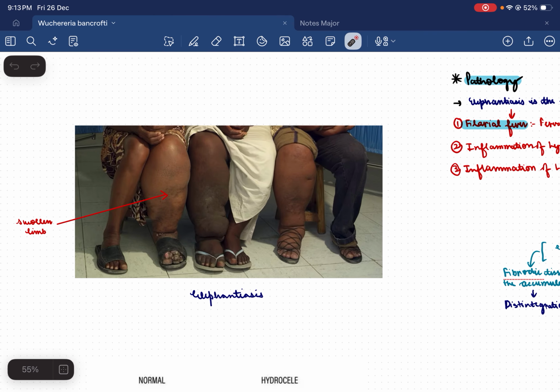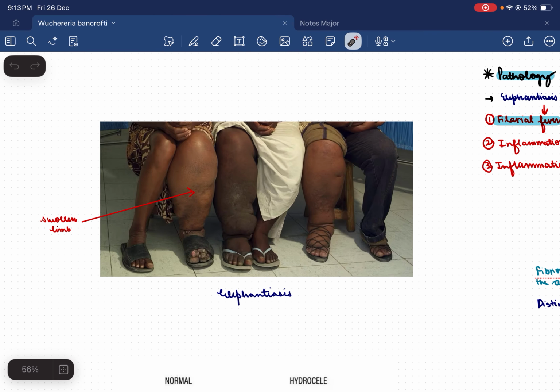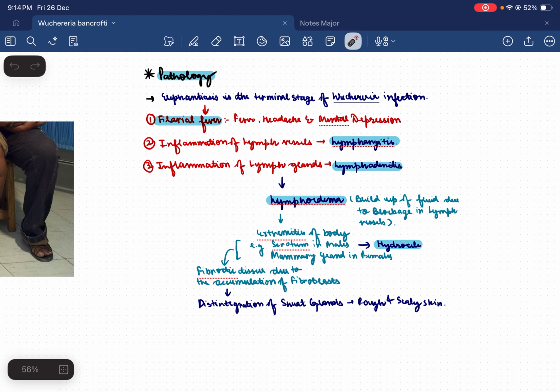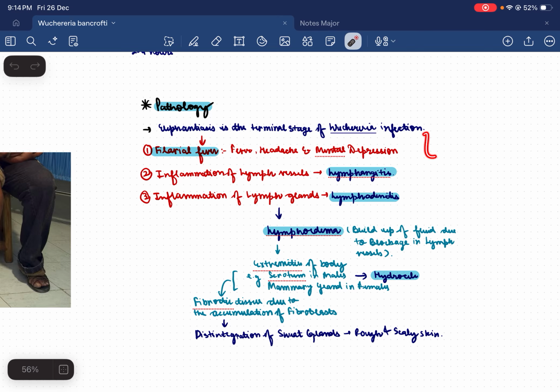And the terminal stage of this infection is elephantiasis. You can see over here that the lymphatic vessels are swollen because of the tissue retention, and this condition is irreversible. This deformity is lifelong. So watch out for these symptoms first, so that the terminal stage called elephantiasis could never happen.